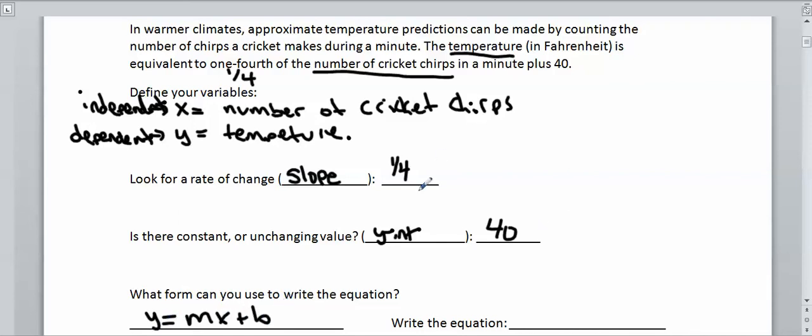They've given me these two things. So it's easiest to write an equation when you have a form that you have the two things to plug into. So for my equation, the temperature is going to be equal to 1/4 the number of cricket chirps plus 40. Okay, so there's my equation. I've got it. X is 1, y is equal to 1/4 x plus 40.